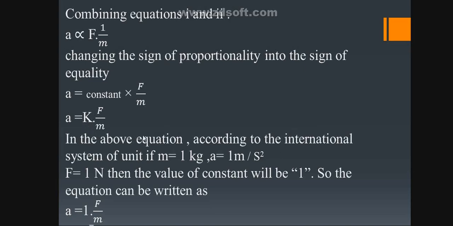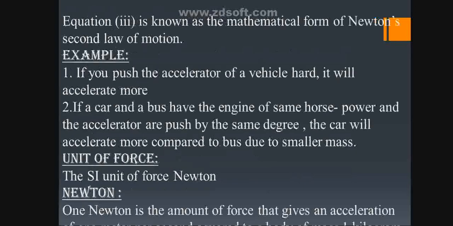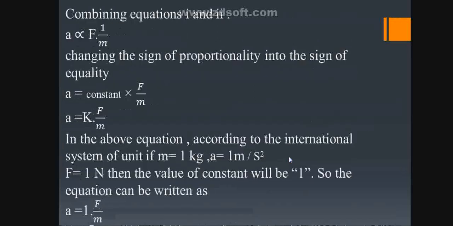In the above equation, according to the international system of units, if mass is 1 kg, acceleration is 1 meter per second square, and force is 1 Newton, writing here 1, 1 and 1, the k value will be 1. So dear student, if mass is 1 kg, acceleration is 1 meter per second square, and force is 1 Newton, your constant value will be 1. So look, k equals 1. Writing the constant value 1 here, a equals F over m.